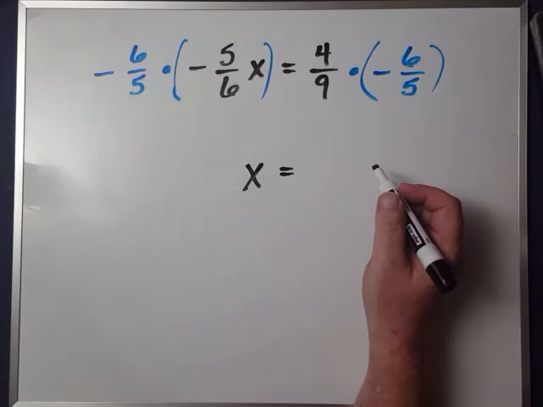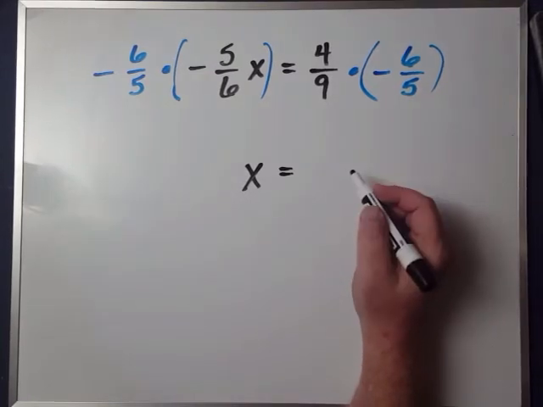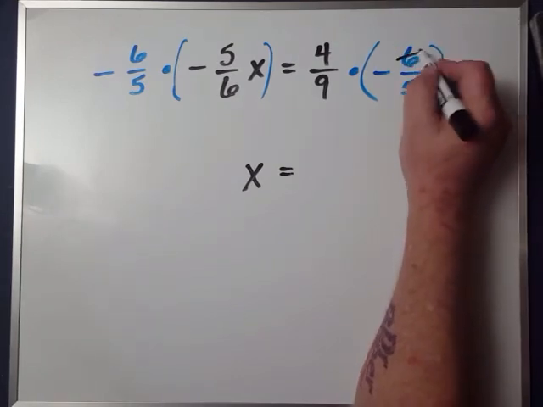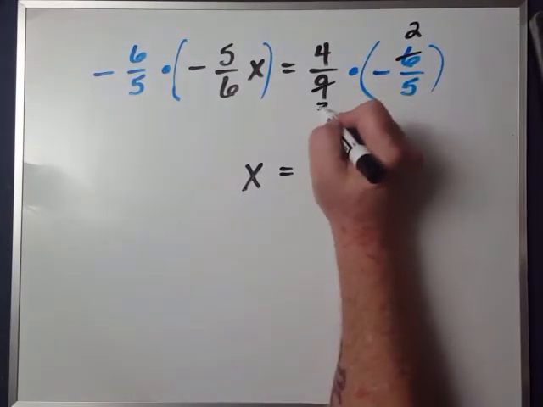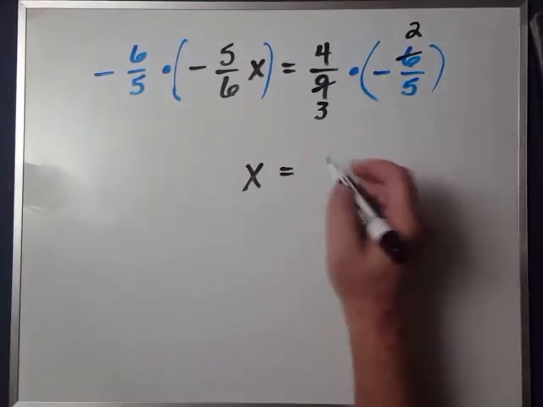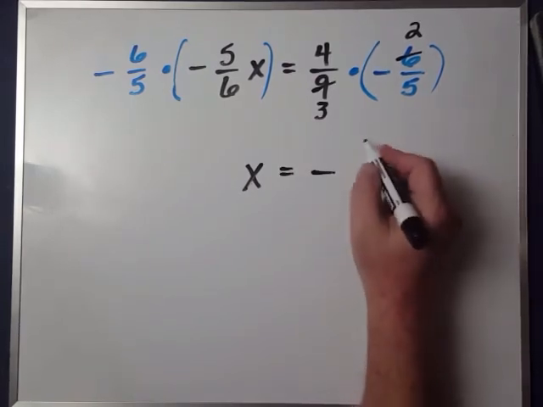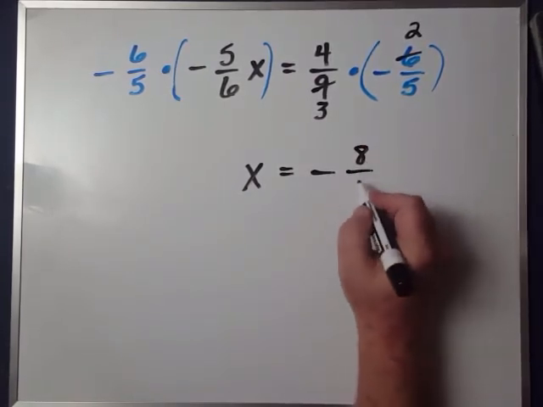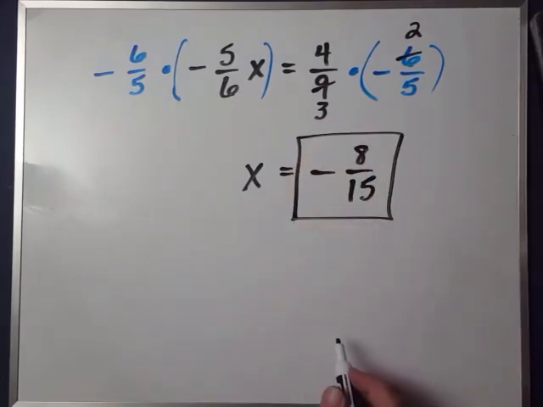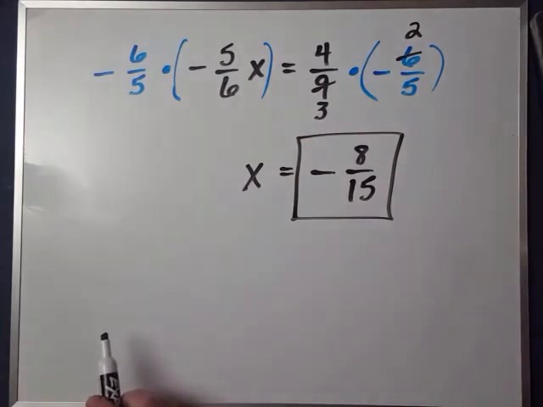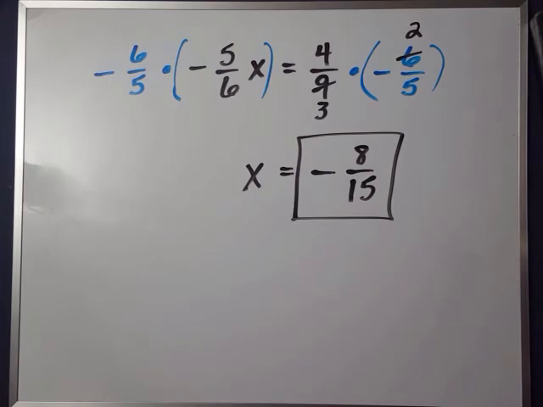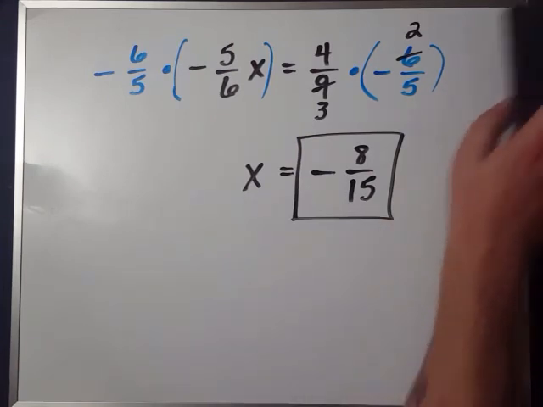On the right-hand side, we look for cross-canceling. I see a factor of 3 top and bottom. 3 goes into 6 twice. 3 goes into 9 3 times. That's all that will cross-cancel. So we have a positive times a negative is negative, and now multiply the tops, multiply the bottoms. Negative 8/15. And again, we can plug back in to make sure it gives me a true statement. This one, because of cross-canceling, actually would not be too bad to check by hand.